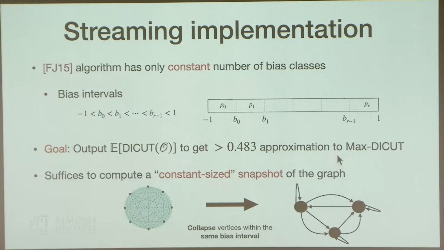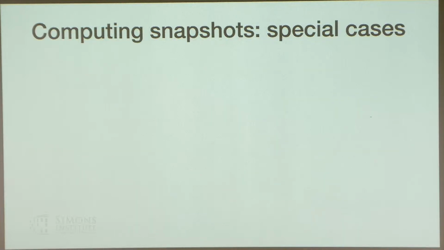Contraction, yeah, it's like a contraction. Maybe that's a better word than collapse. Contraction of vertices. So in this blob, there are R or R plus 1 super vertices. There are R super vertices, and each corresponds to a bias interval. And all you're measuring is how many edges go from one blob to another, including self-loops.